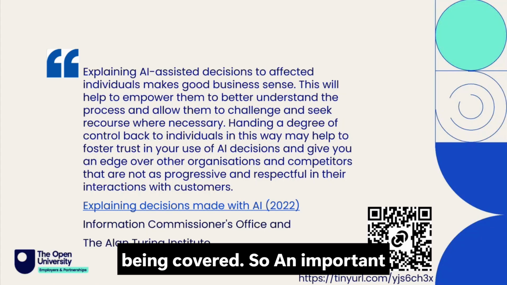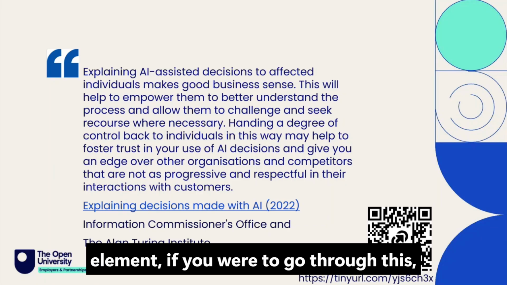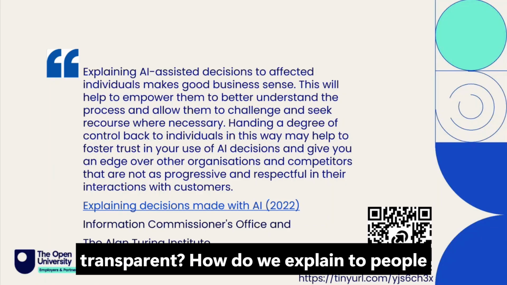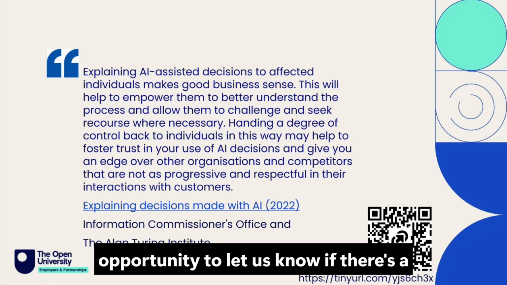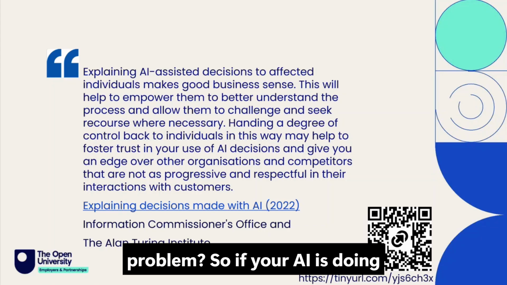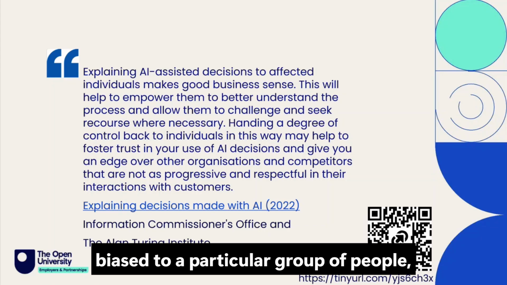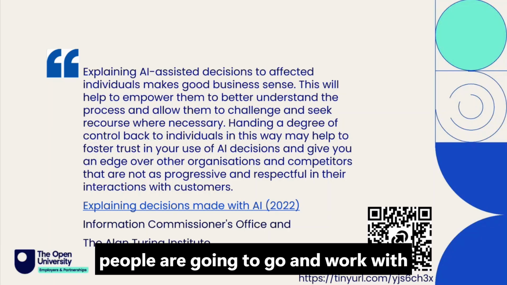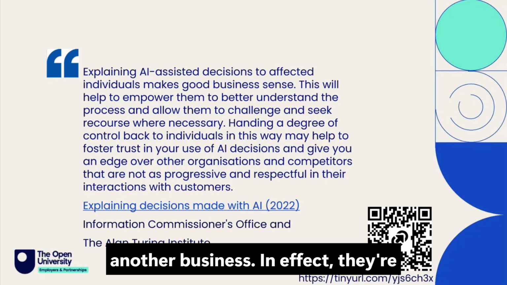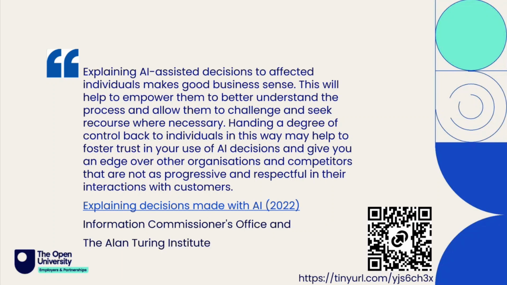So an important element, if you were to go through this, is to think about how do we make it transparent? How do we explain to people how AI is being used, and give them the opportunity to let us know if there's a problem? So if your AI is doing customer support and it is being biased to a particular group of people, you want to know about it, because those people are going to go and work with another business. In effect, they're going to get annoyed and leave.